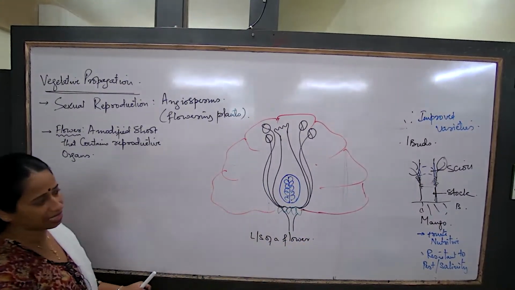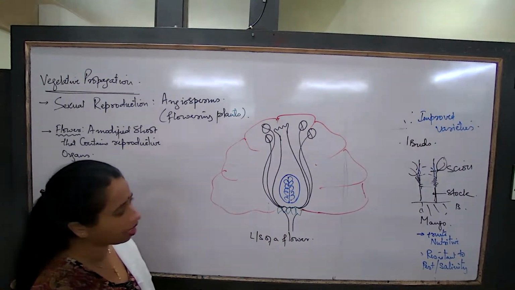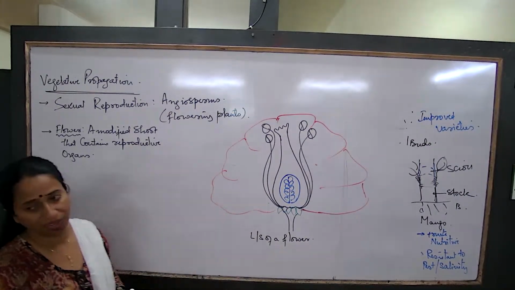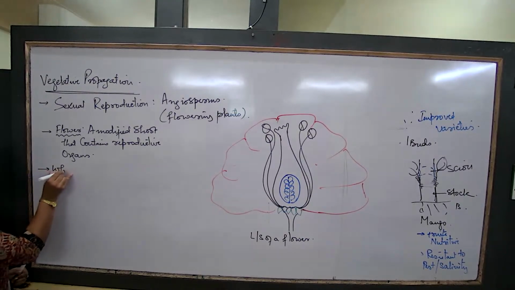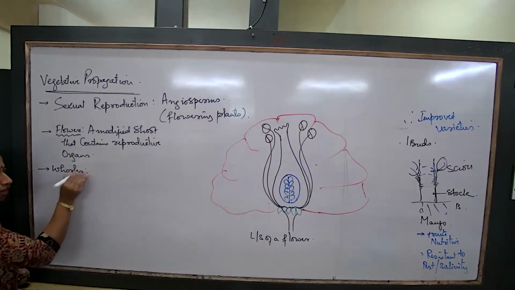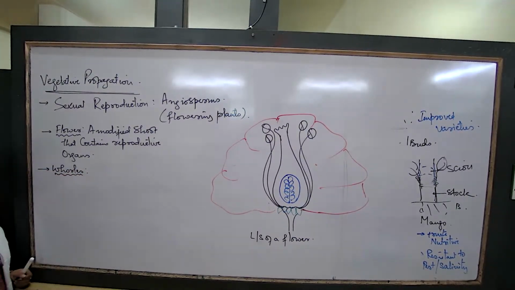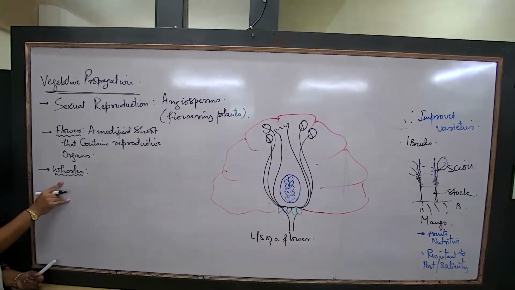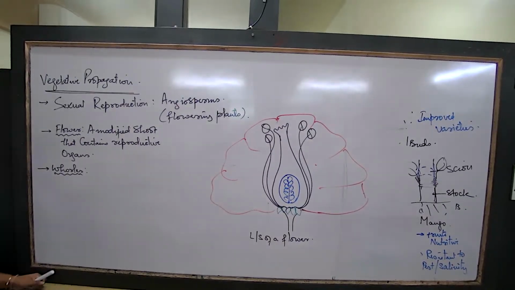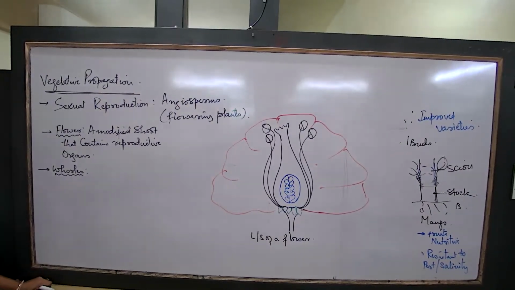What are the parts? Let us learn the different parts of the flower. The parts of the flower are known as whorls of the flower. W-H-O-R-L-S. Now what are the whorls of the flower? The parts of the flower.